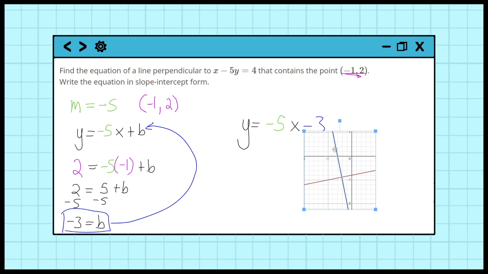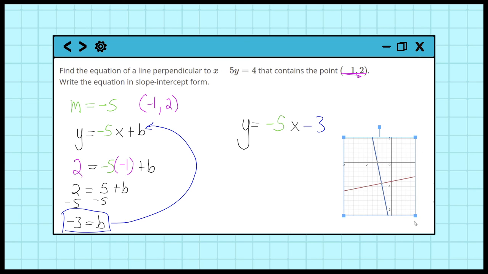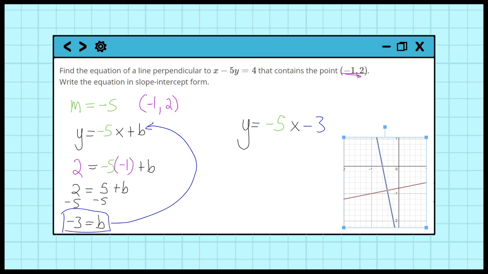That's clearer. So when you graph these two lines, they'll intersect at this point here, and they make that right angle. This is 90 degrees. So you can confirm that they are perpendicular. So this here is the final answer for the equation in slope-intercept form for the line perpendicular to this that goes through the point (-1, 2).